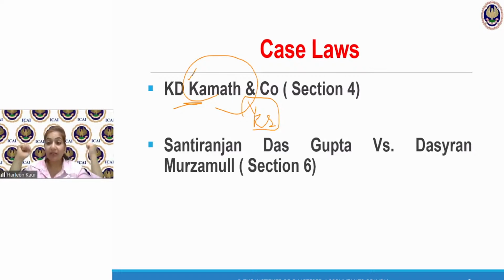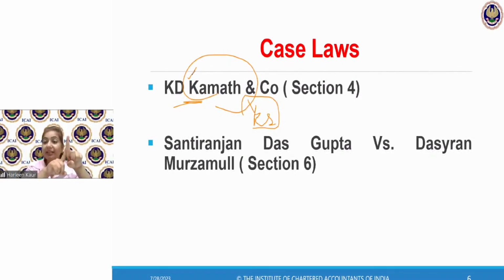No other partner was having a say. He was only organizing all the board meetings, all the appointments, all the business, everything was being done by KD Kamath. But the Supreme Court gave the judgment that KD Kamath and company, there are 5 more partners with him. They are a partnership firm on the basis of the agreement that they have formed, the profits that they're sharing, and the mutual agency principle that exists between them. So all of them were held liable for the transactions that they do.